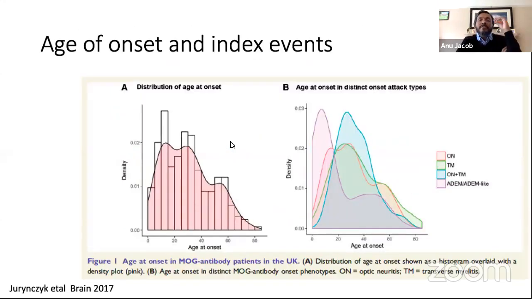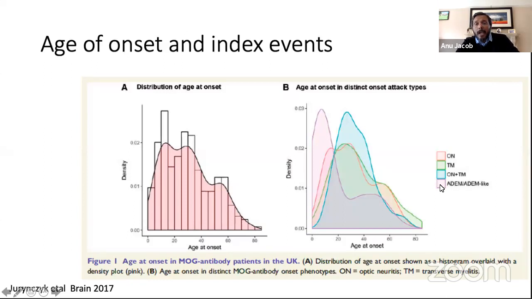The clinical presentation of MOG and what age does it occur? So this is a UK study. You can see that the age range spans infants up till 80 years. But there are peaks. You can see the peak in young adults and in around 30 years of age. But no age group is exempt. Again, you can look at the phenotype with respect to age.